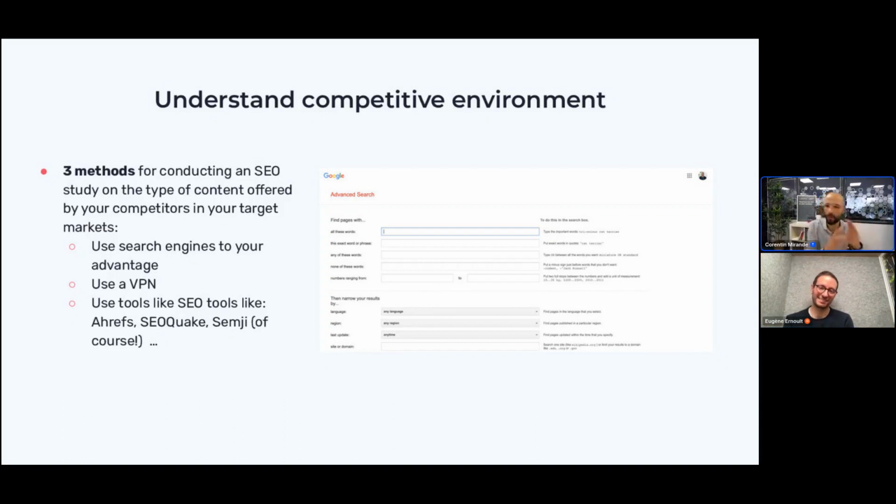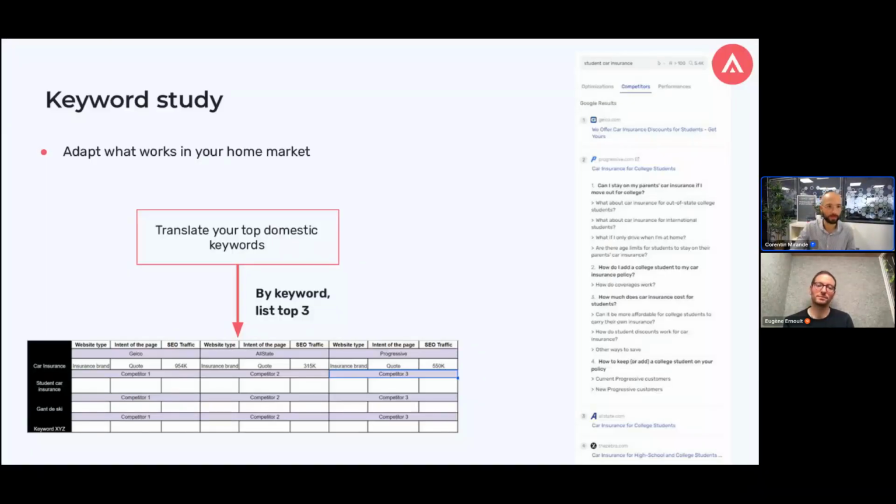Then we know a bit more about the competition. Now we need to be a bit more practical. So the third step is to conduct a keyword study. That's the base. So to do that, what I would advise you to do first is, on the keywords on which you're pretty good on your domestic market, translate them and see who's ranking and how they rank.